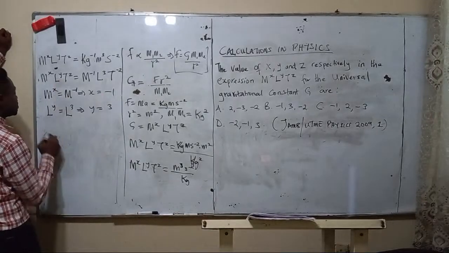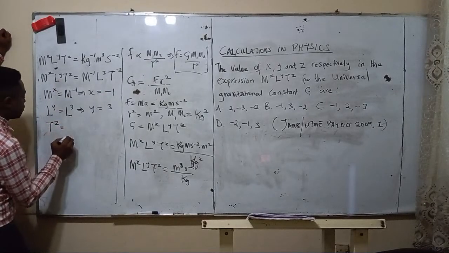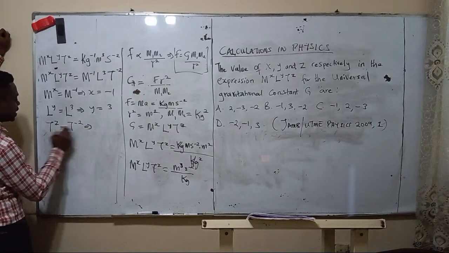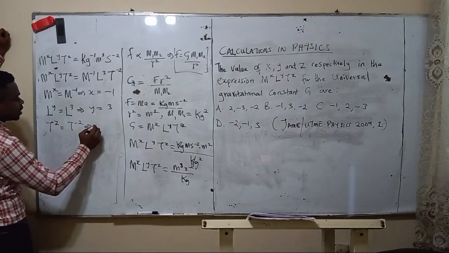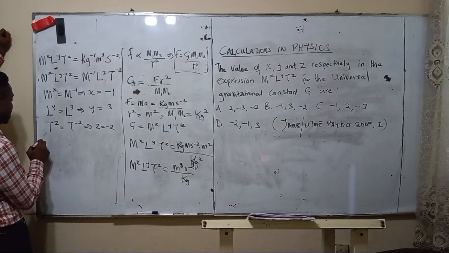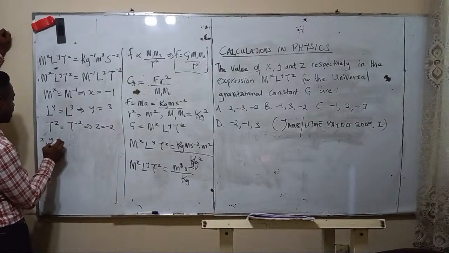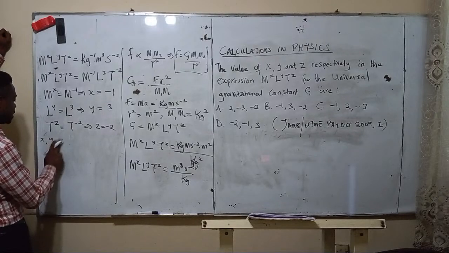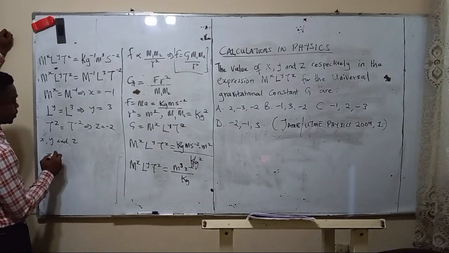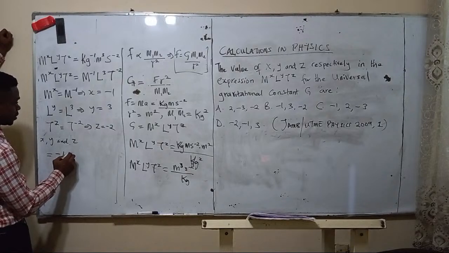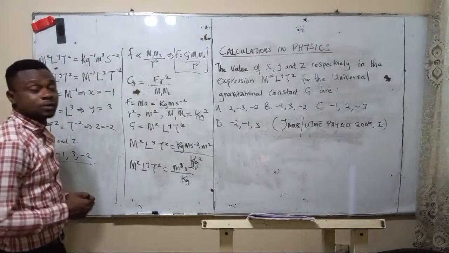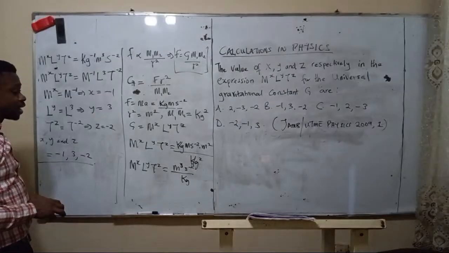Now here again, the same thing happens. Let's equate the t in both sides. T raised to the power z is equal to t raised to the power minus 2. This also implies that z is equal to minus 2, because the t is here. So respectively, x, y, and z will give us minus 1, 3, and minus 2. This is the answer for x, y, and z: minus 1, 3, and minus 2.